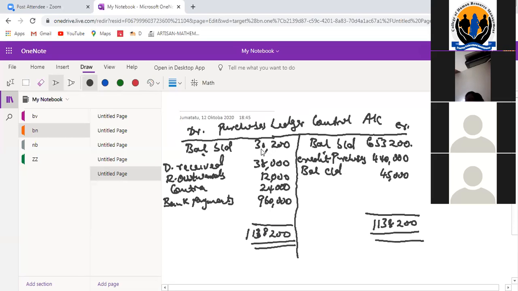Can you add this: 30,200 plus 38,000 plus 12,000 plus 24,000 plus 960,000? What is the total?